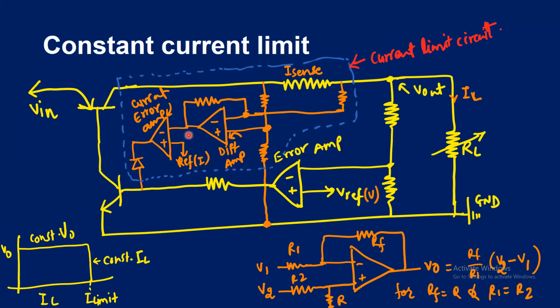Okay. Now this output voltage of the difference amplifier is basically called the load current signal. This is further applied to the inverting input of the current limit error amplifier, while the non-inverting input of this amplifier is connected to the reference voltage. So this is an error amplifier. If both input voltages are the same, the output is 0.